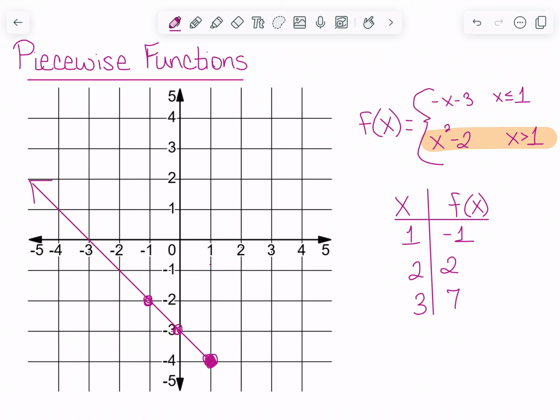Since x equal to 1 is not actually included in the second part of the function, when we graph the point 1, -1, we use an open dot, and that indicates that this point is not part of my function, but it is still important. We then do 2, 2, and 3, 7 goes off my graph here. And we then connect with this smooth curve. So my piecewise function looks like this.